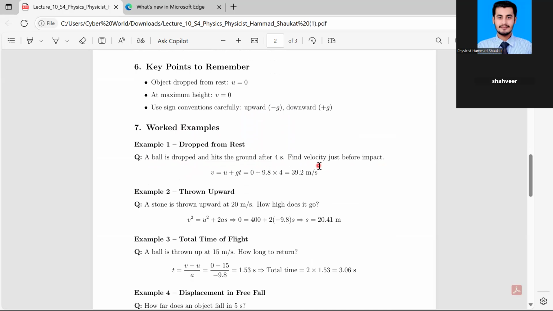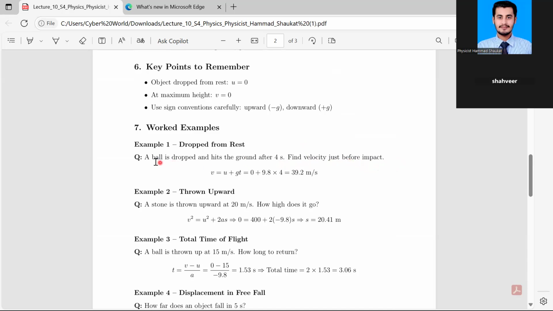They haven't mentioned which velocity you have to find. How do you know which velocity we have to find? They are asking to find the velocity just before impact. It means you have to find the final or the initial? Final. Yes, final, because you have to find the velocity just before hitting the ground. So you have to find the final velocity.